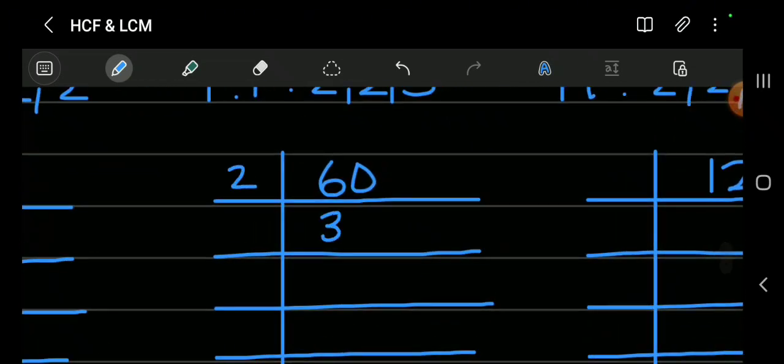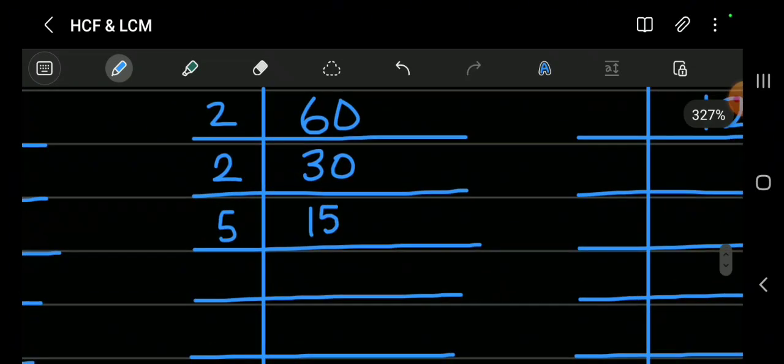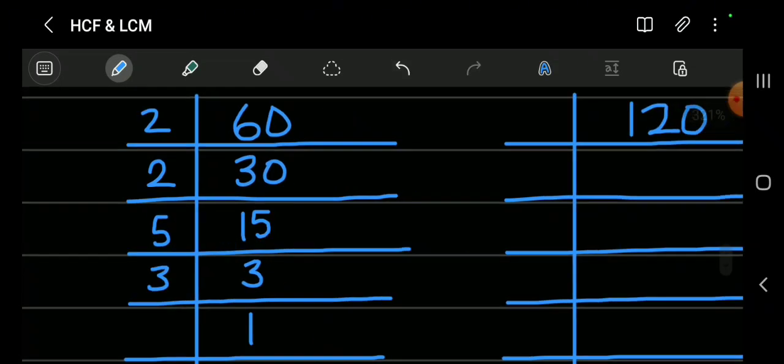Okay, now let's do 60. 2 3s are 6 and 0, so 2 30s are 60. 2 1s are 2, see, and 1 is left here, and with 0 it becomes 10, so 2 5s are 10. Then you can either first divide it by 3 and then 5, or 5 or 3, it doesn't make any difference. So 5 3s are 15, and then 3 1s are 3. So these are your factors.